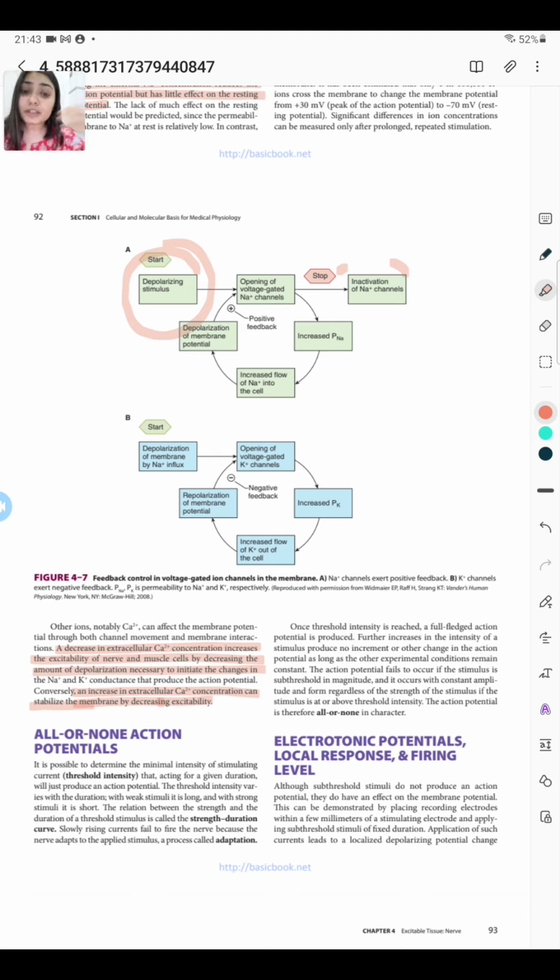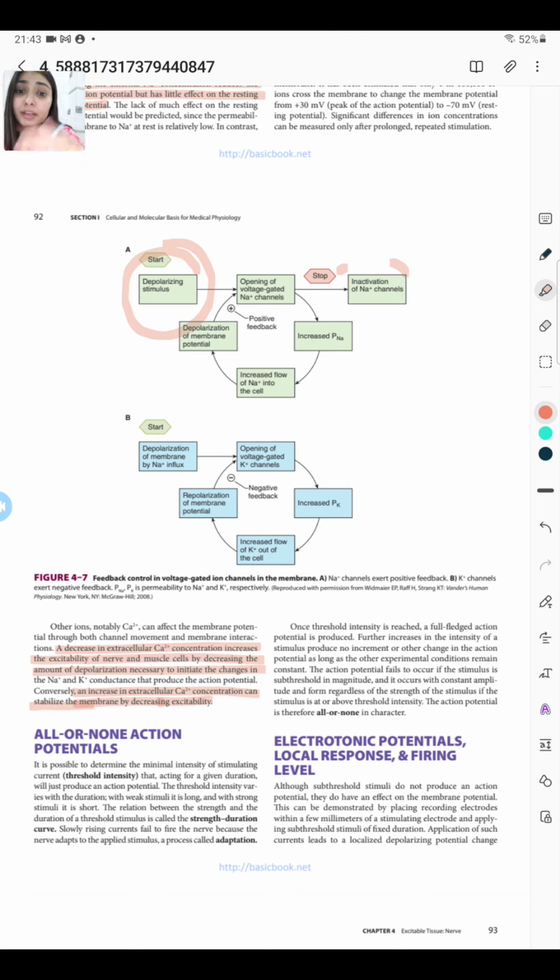This further increased flow of potassium outside will cause a depolarization of the membrane, and that repolarization of the membrane will break the voltage difference that has opened these channels. So this is kind of a negative feedback loop when it comes to the potassium channel.